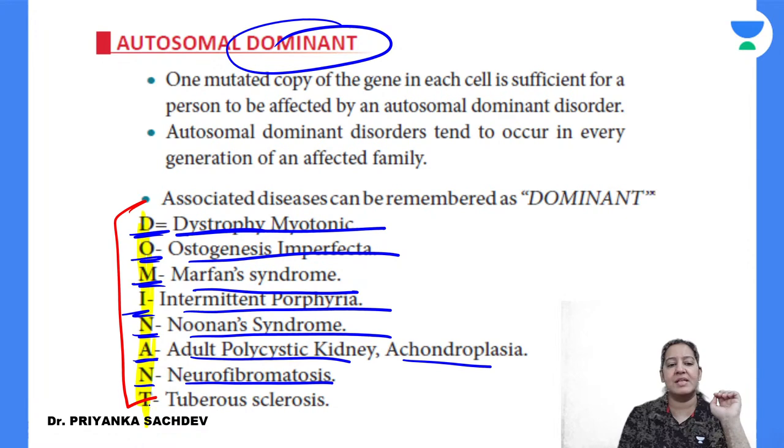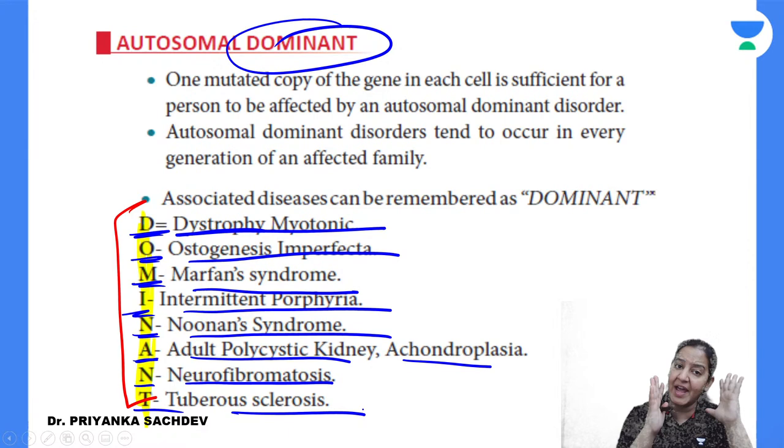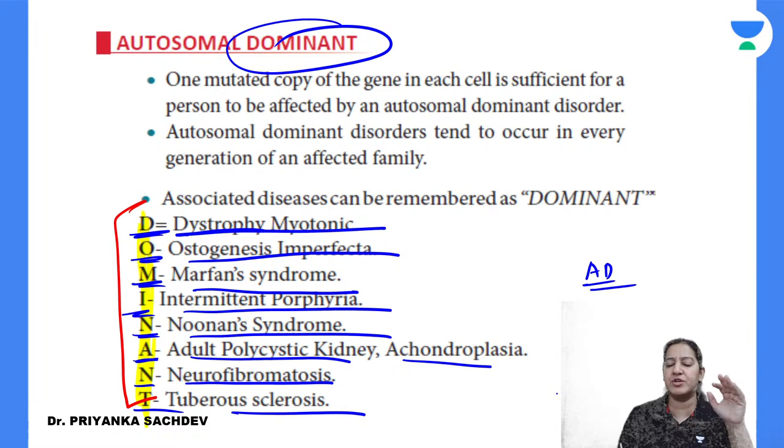You can't believe how many MCQs there are. There are two types of MCQs. Which among the following is autosomal dominant? You will get four options and one of them is the answer. And the reverse one, where the disease is given to you: Marfan syndrome belongs to which inheritance? Is it autosomal dominant, autosomal recessive, X-linked dominant, X-linked recessive? So you should be prepared both ways. So the mnemonic is DOMINANT.